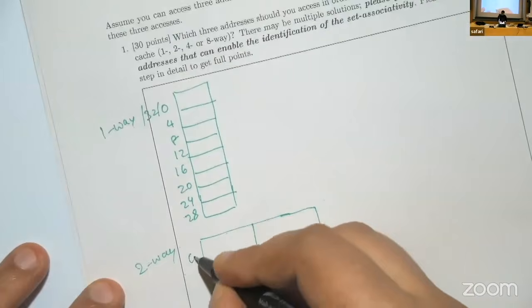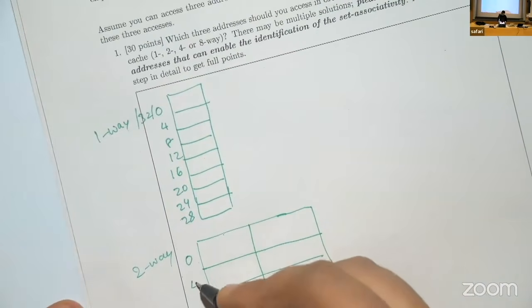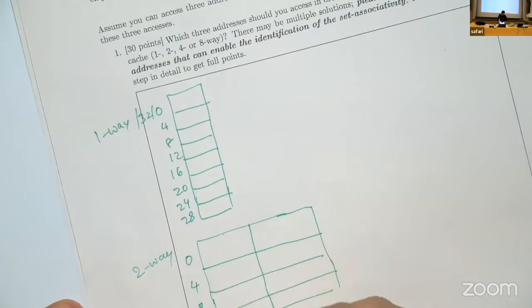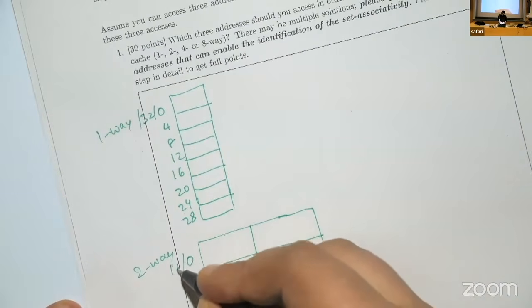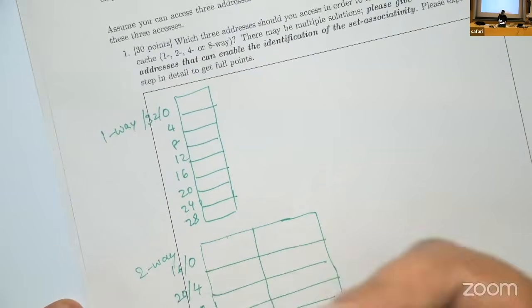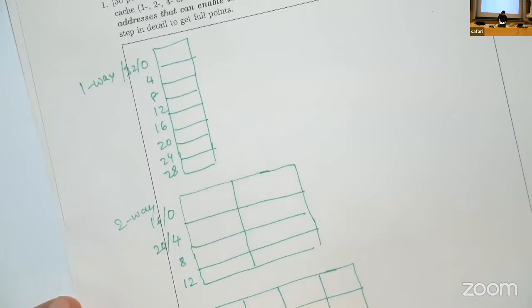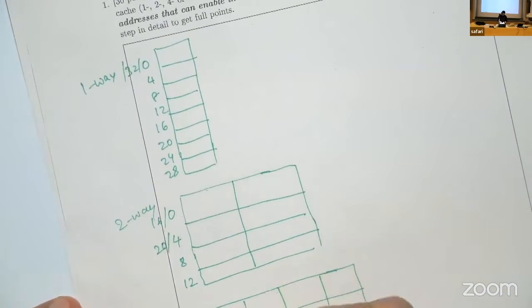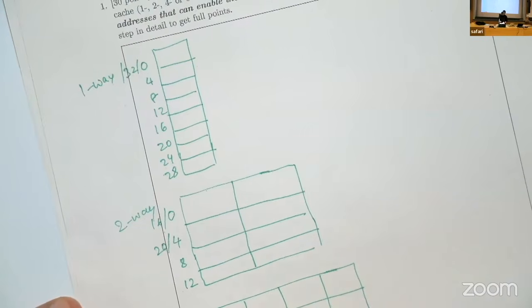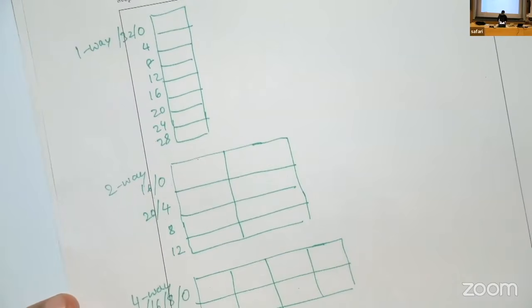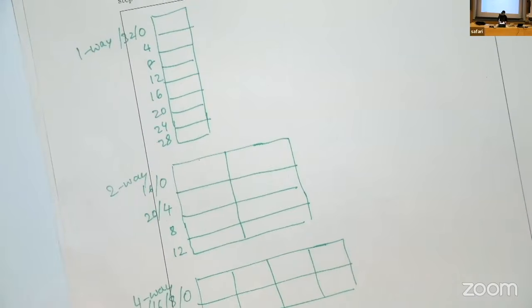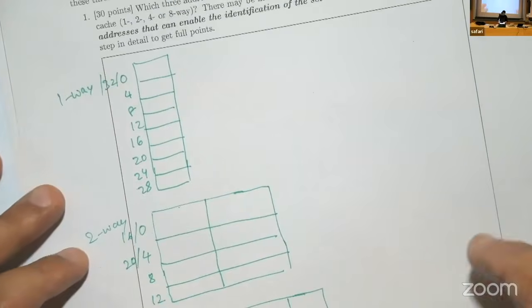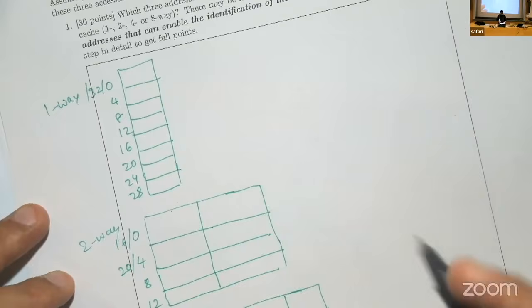So here you can store 0, 4, 8, 12, and then 16, 20, and so on. And here you will have 0, 4, and then 8, 16, 24, 32, like that. And the other byte addresses can be stored in the second set. And here you can store any of the addresses that you access. So let's look at the state of the cache after the first 5 accesses.